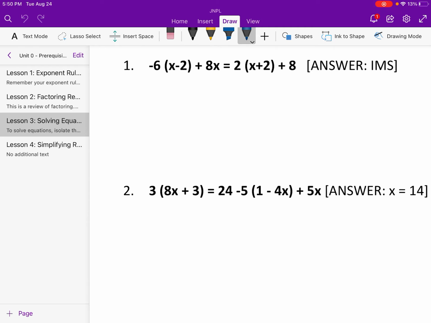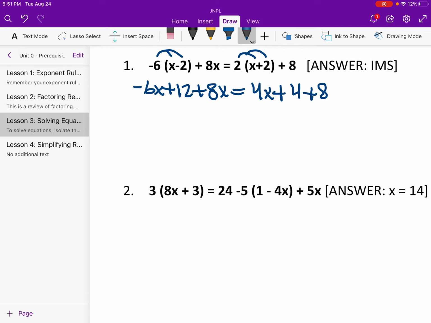So, for this one, we want to find the x, but we're going to need to distribute first, and that shouldn't be something new. Once again, this is a refresher, so if you want more information on this, you might want to see Jacob Nash Algebra Lessons. So, that would give us 6x plus 12, then plus this 8x here, equals 4x plus 4 plus 8. Now we can combine like terms.